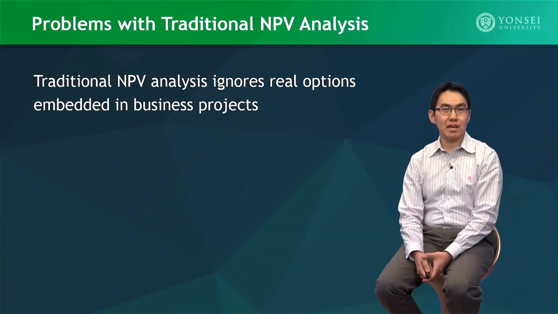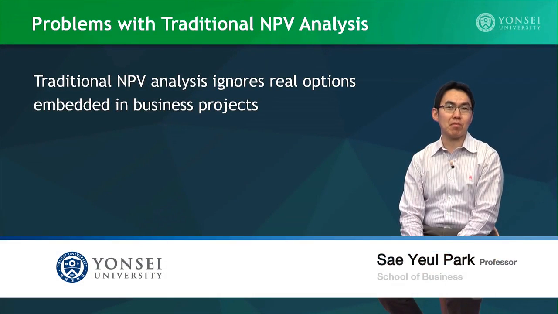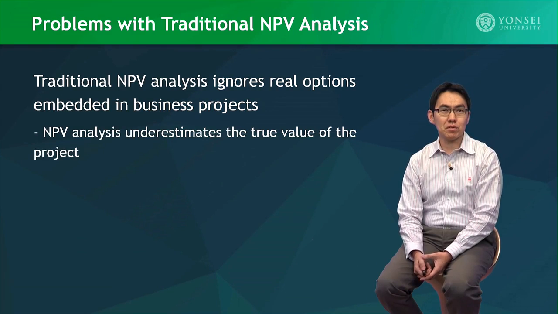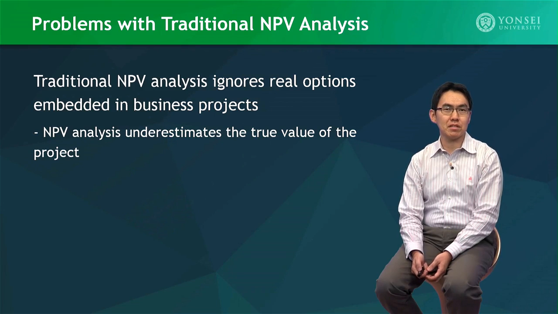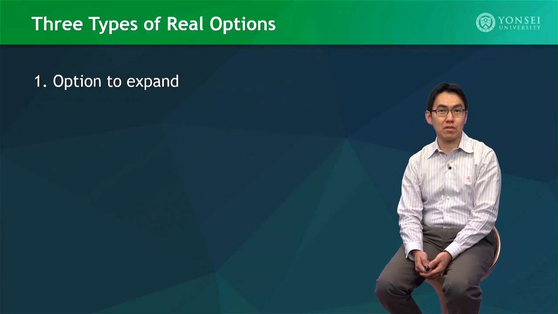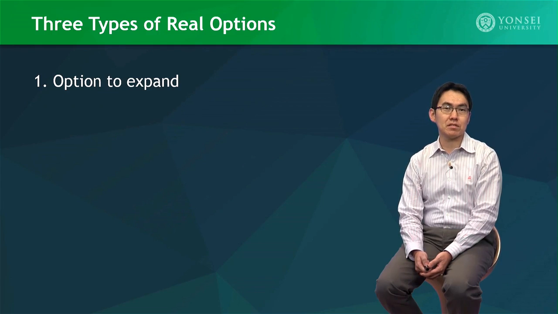Hi, we learned that the traditional NPV analysis has a problem because it ignores the adjustment that a firm can make after a project is accepted, which we call the real options. We also know that the traditional NPV analysis will underestimate the true value of the project because it misses the value of real options. In this module, we attempt to identify three major types of real options in business projects and see that the true value of a project is actually greater than what the NPV analysis suggests.